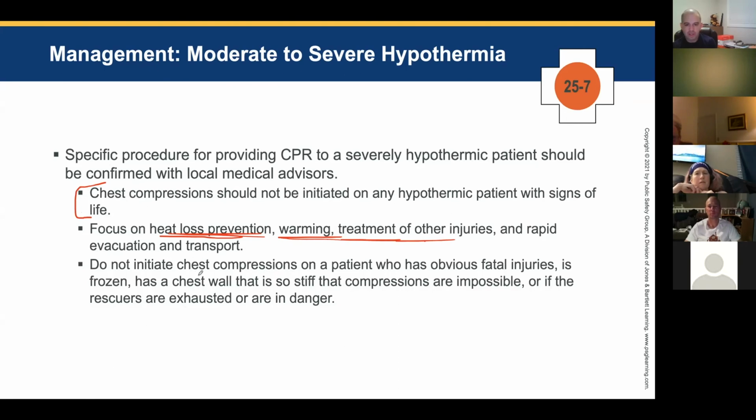And we do not want to initiate chest compressions on a patient with obvious fatal injuries. All right, so if they're dead, do not begin compressions. If they're frozen, have a chest wall that's so stiff compressions are impossible, or if the rescuers are exhausted or in danger, once again, we don't want to do compressions.